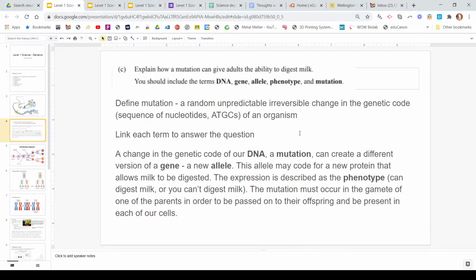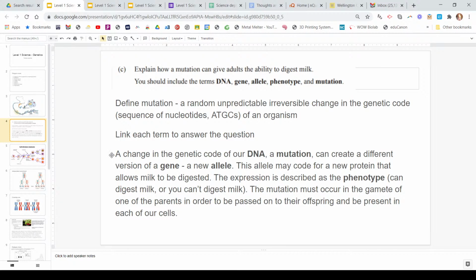To help you form your answer, I would suggest that you link each term that you've been asked to. You can see in the question here, there are words in bold. You want to explicitly state those, and then define each one of them as you go through your answer. So to answer this question, explain how mutation can give adults the ability to digest milk.